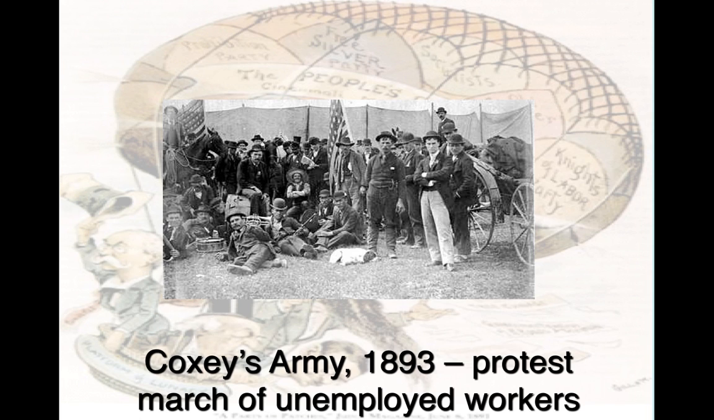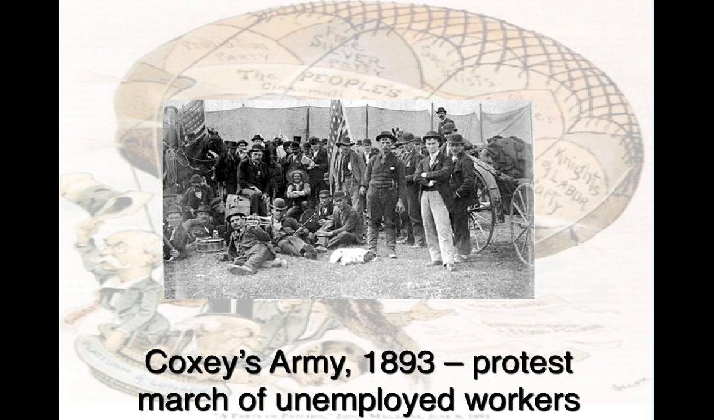Okay, so this is occurring at the same time as the economic depression in 1893, which causes a lot of people to be out of work. And this is sort of a side note from the populists, but it shows just how disgruntled some people in America are. A group led by an unemployed worker named Coxey march on Washington, D.C. in 1893.